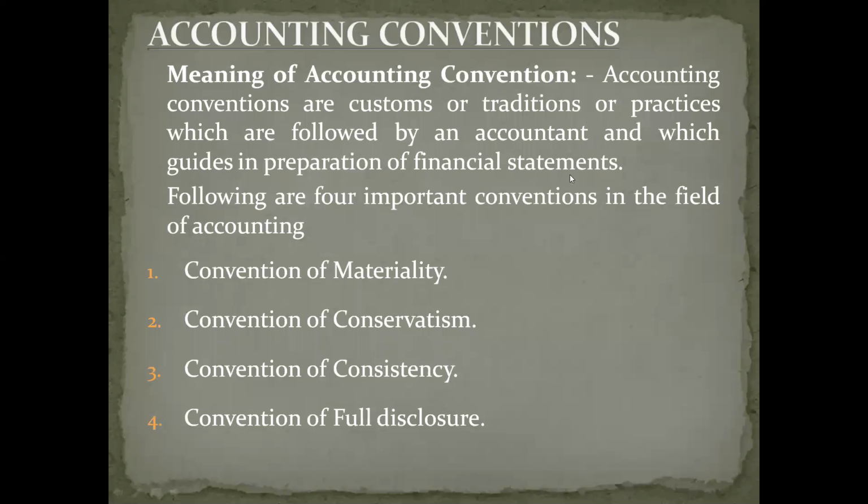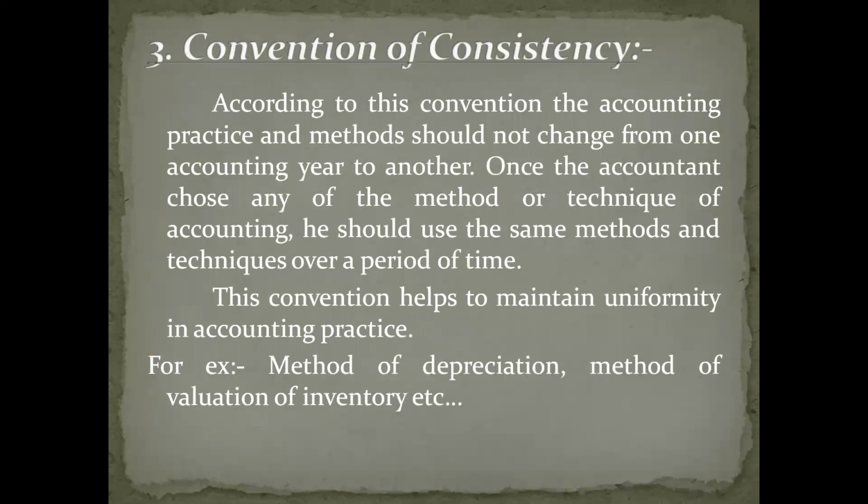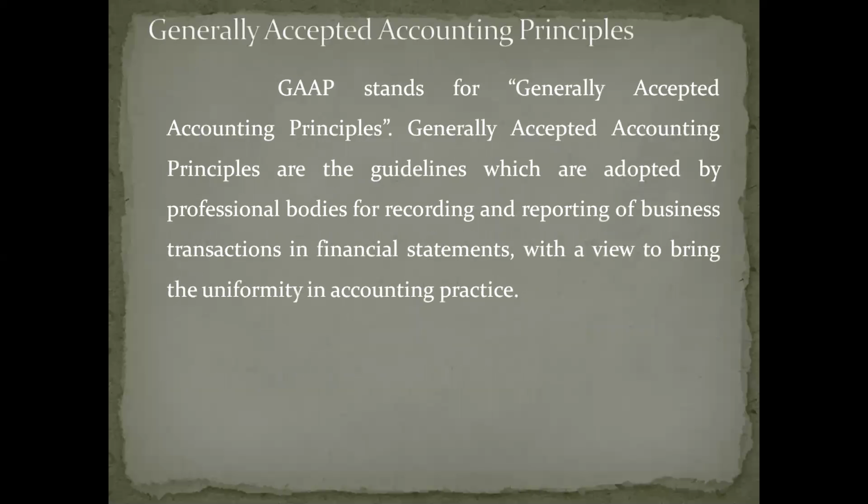Then the next one is convention of full disclosure. This particular convention states that we should provide complete information. We should provide a clear picture about financial aspects of the company to all the stakeholders. It means we should not hide any information from the stakeholders. We should communicate complete information to all the stakeholders of the company. That is called what? Convention of full disclosure. So this is all about the four conventions.